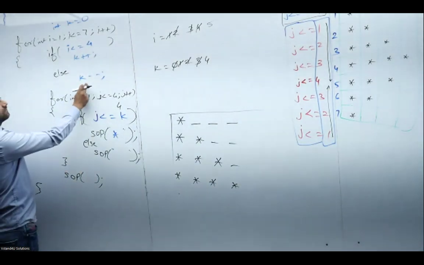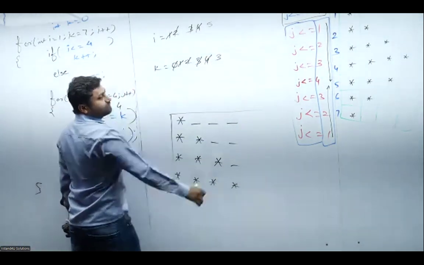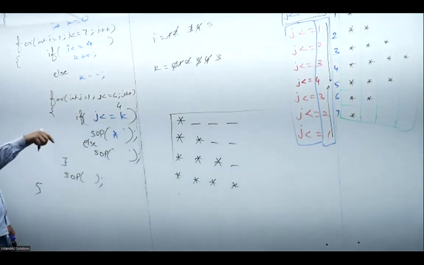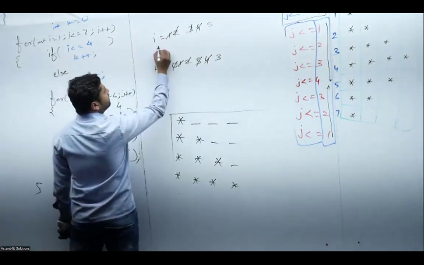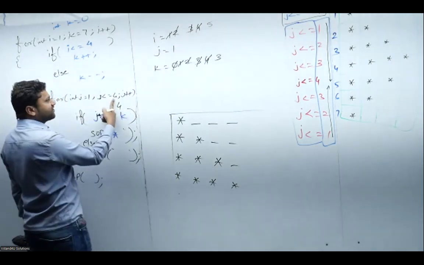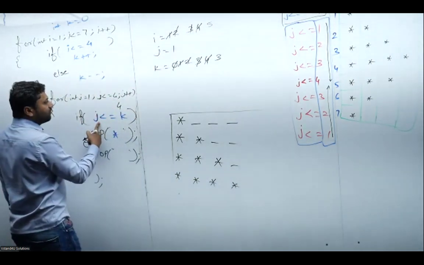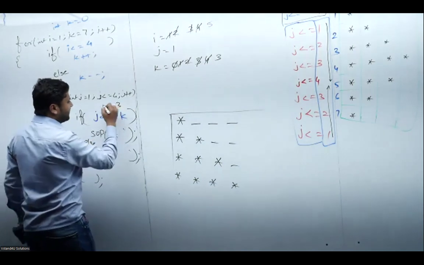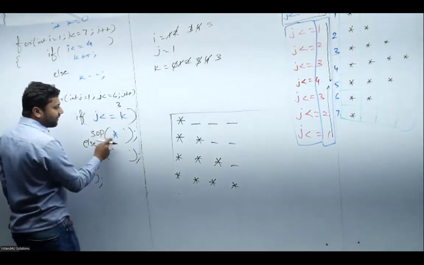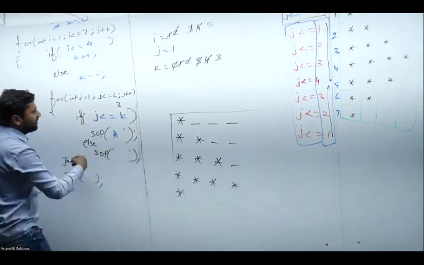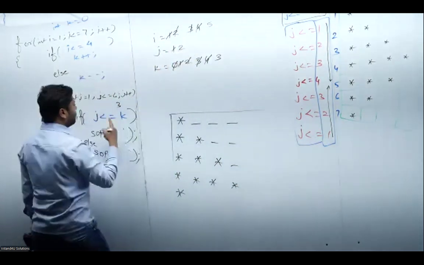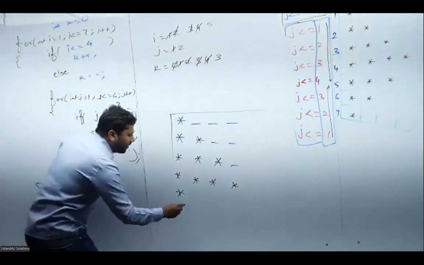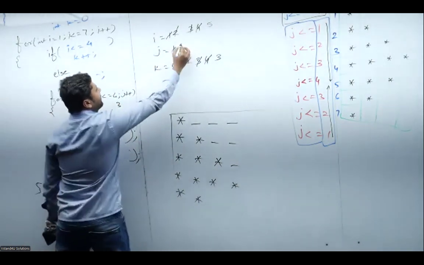Then decrement. Am I right? Now tell. J value will start from 1 less or equal to 4 condition. K value, 3, sir. 1 less or equal to 3 condition true. Print star. Okay, sir. Then once again J will be incremented to 2. 2 is less or equal to 3 condition. Print star. Then J will be incremented to 3.